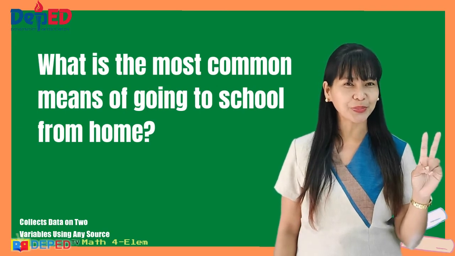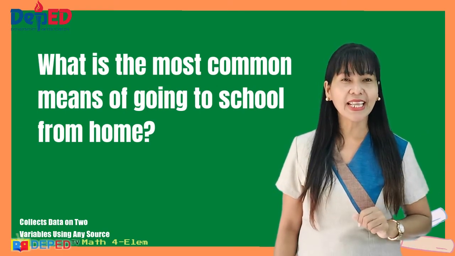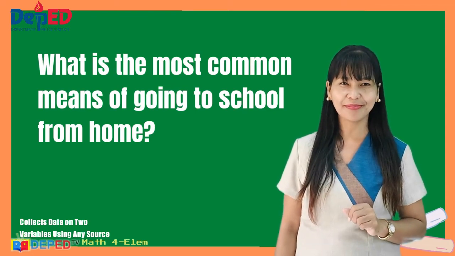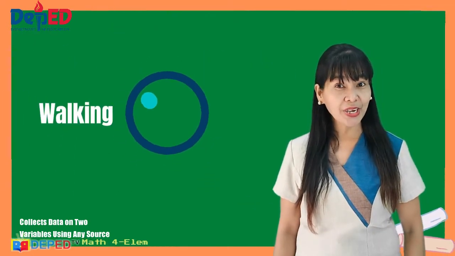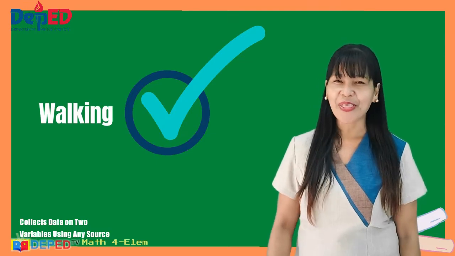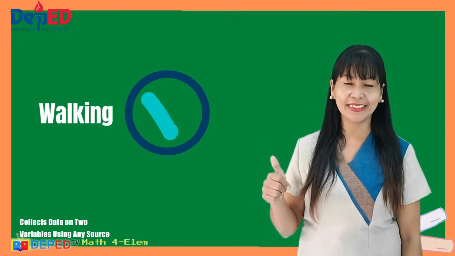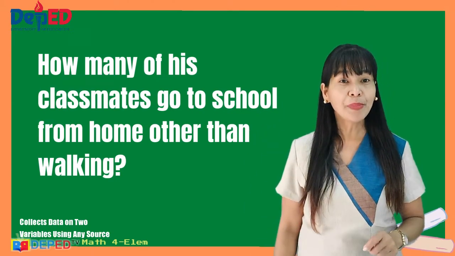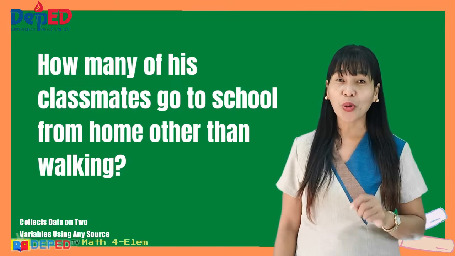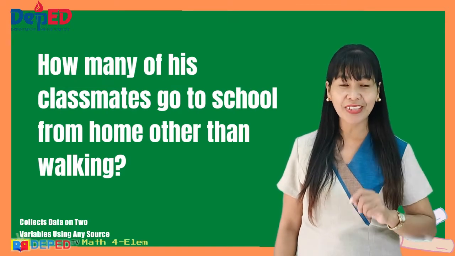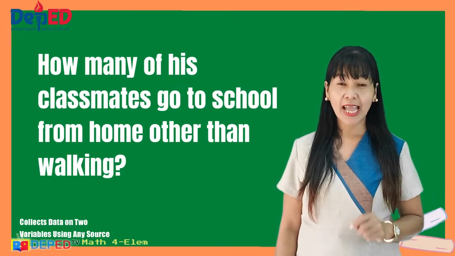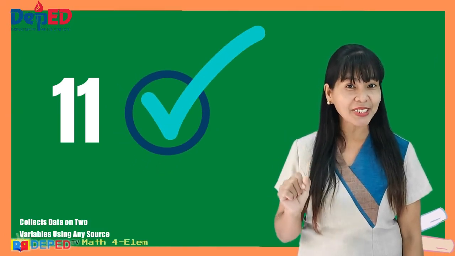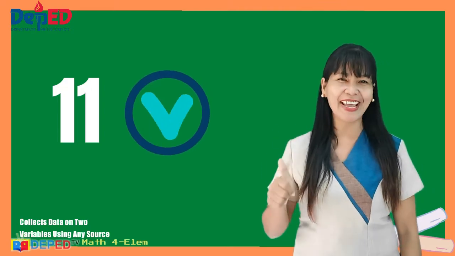Question number 2. What is the most common means of going to school from home? Is your answer walking? That's right. Question number 3. How many of his classmates go to school from home other than walking? I bet your answer is 11. If that's your answer, that's correct.